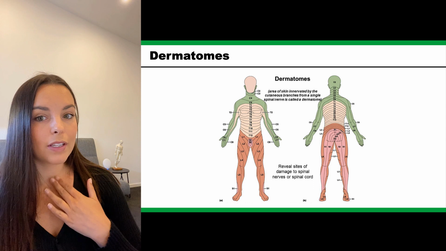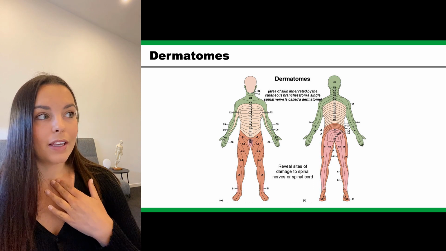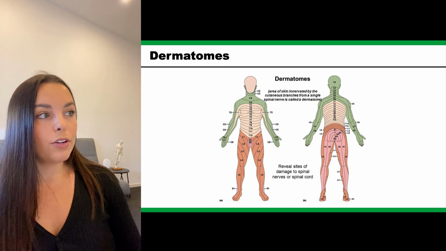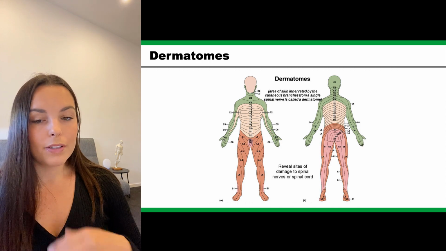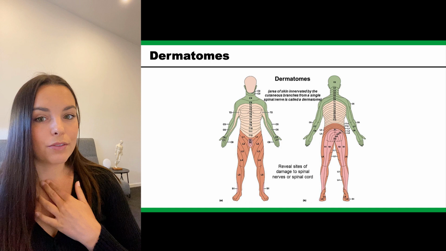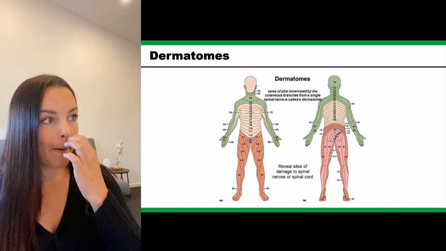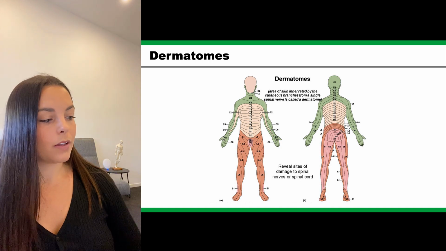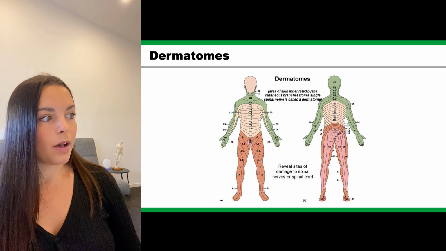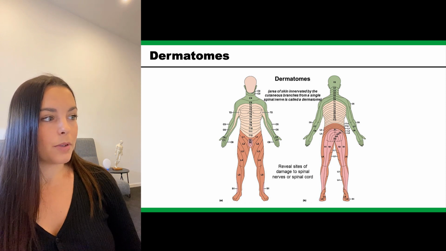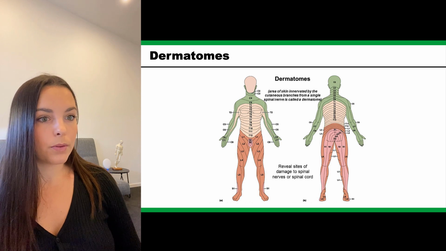And if you feel that and you say, can you feel that? And they say, yes, I can feel that. Well, then you know that the injury to the spinal cord has occurred below C4, because they can still feel this area here, and then so on. So a lot of our sports medicine practitioners use these dermatomes to reveal the site of damage to spinal nerves or to the spinal cord.